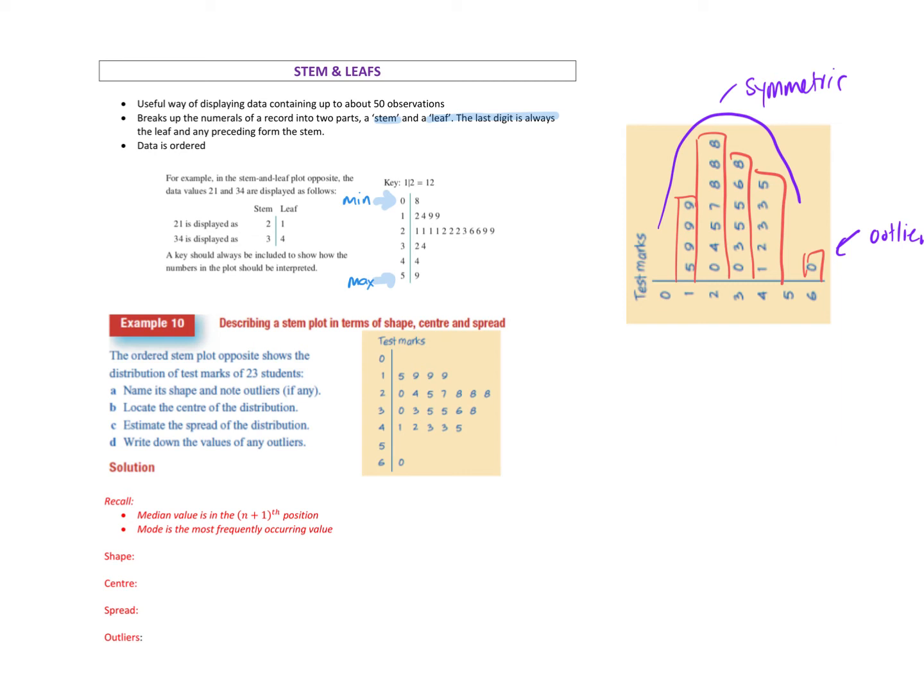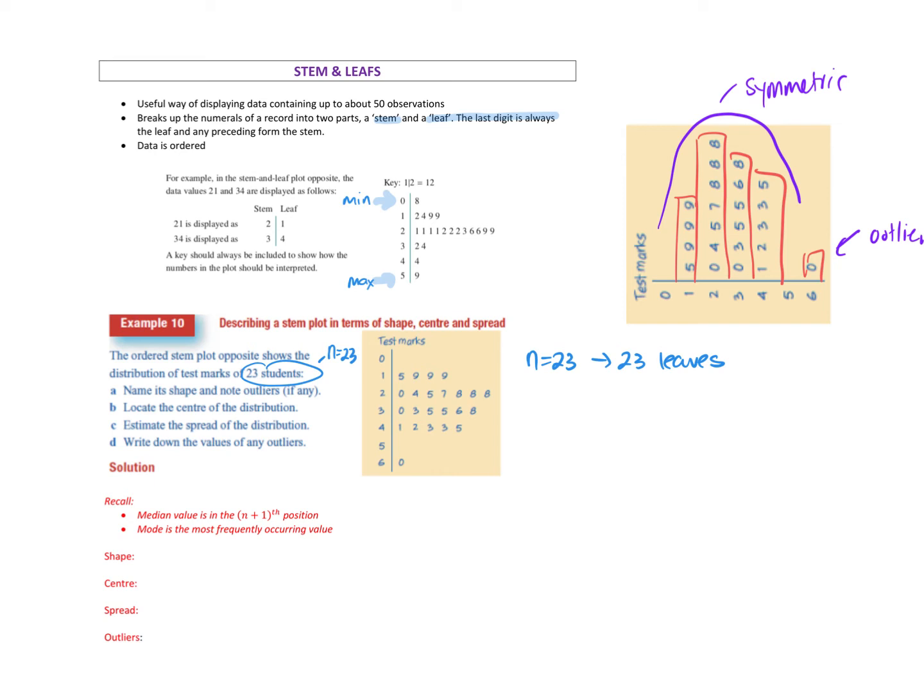So that's how we're going to be looking at describing it. We get these stem and leaf plots, so the data's there. What they'll ask you to do is describe it, because that's what we want to do. We want to say, what does the data show, what did this survey show? So here, let's have a look at this example. It says the ordered stem and leaf plot opposite shows the distribution of test marks of 23 students. So you know that n equals 23 there, which means there's 23 leaves. So name the shape and note if any outliers.